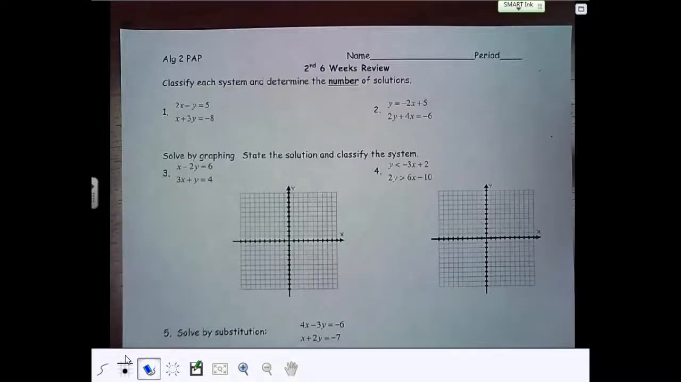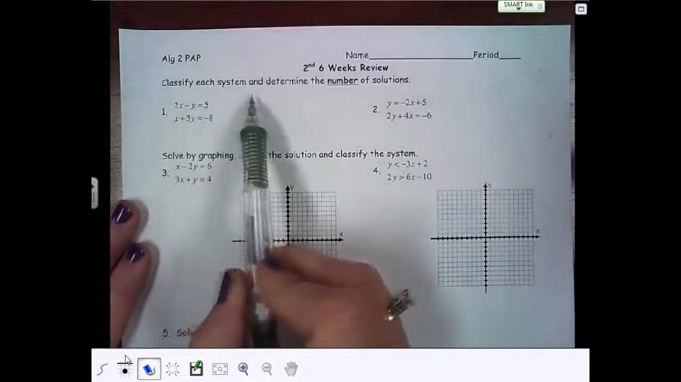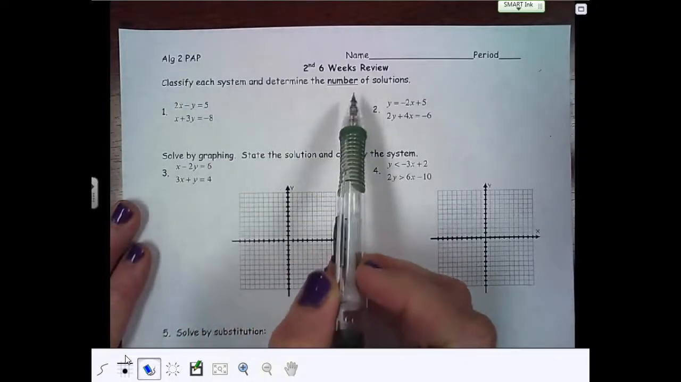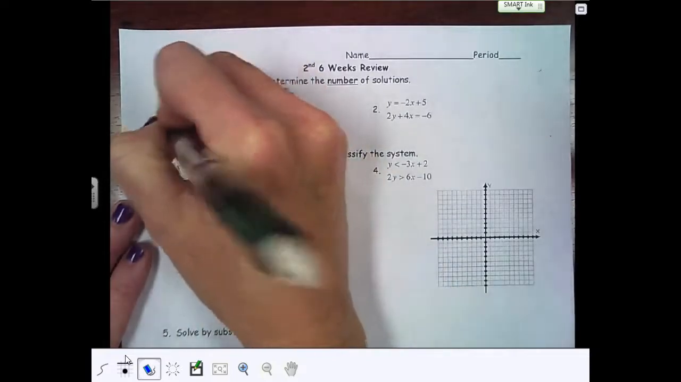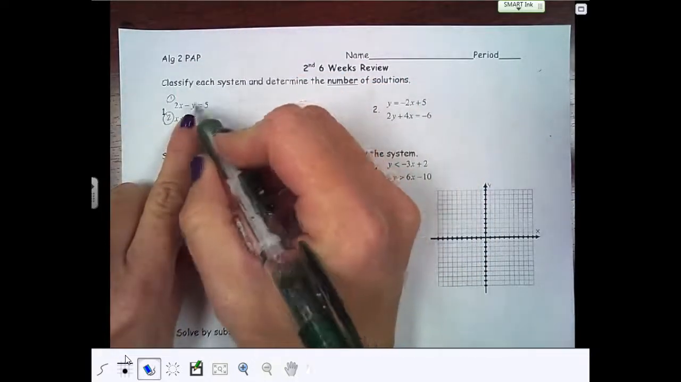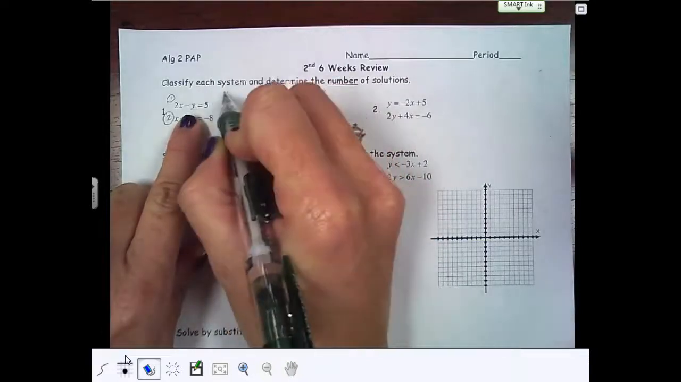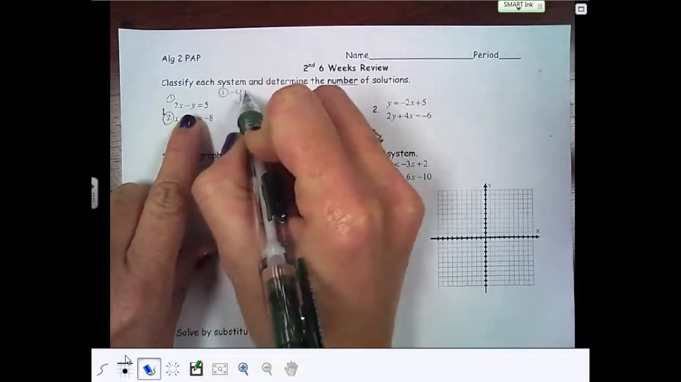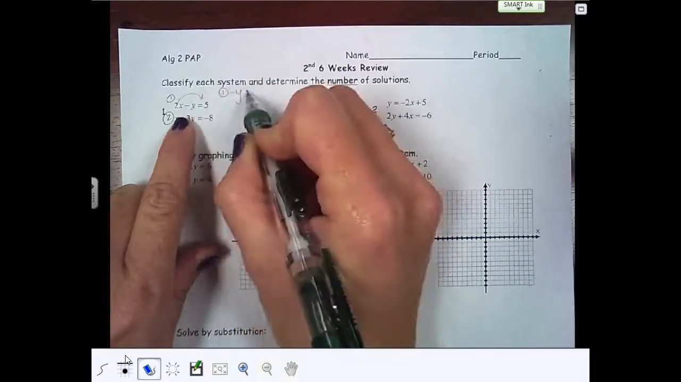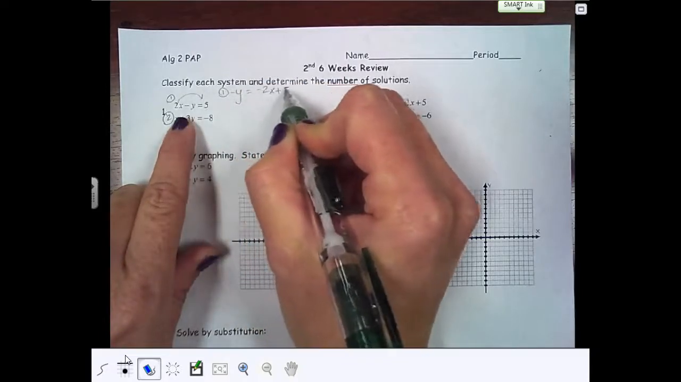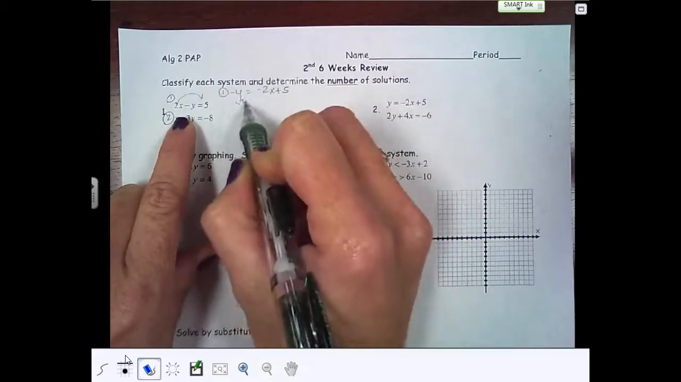Alright kids, we're going to do the second 6 weeks review. The first directions say classify each system and determine the number of solutions. Remember, in order to classify it, you're going to have to put it in y equals, so we'll label each line. We're going to put this one in y equals form. So negative y, bring the 2x to the other side. Then change the sign of everything because you don't want a negative y.